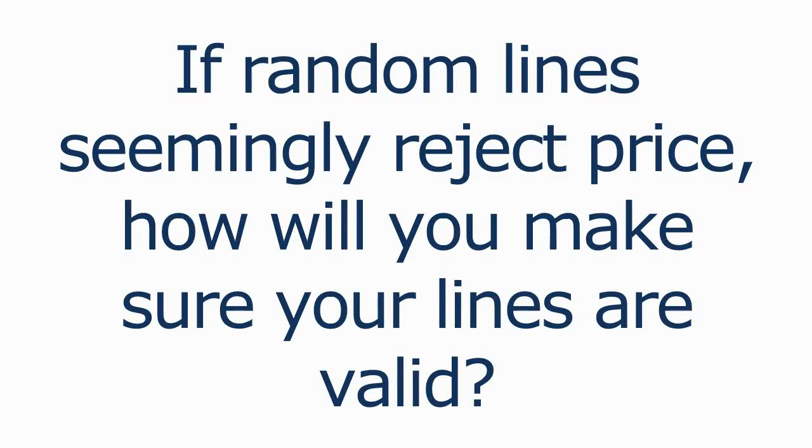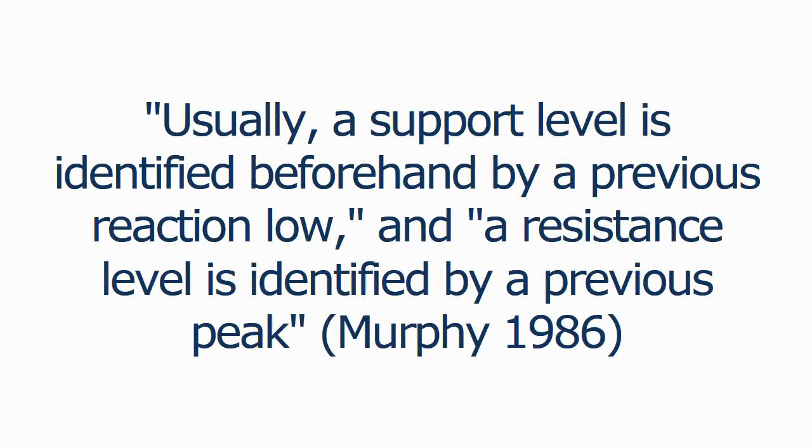Now, one way to determine your support and resistance levels is just to use basic market trend structure. Here's Murphy from 1986. Usually a support level is identified beforehand by a previous reaction low, and a resistance level is identified by a previous peak.